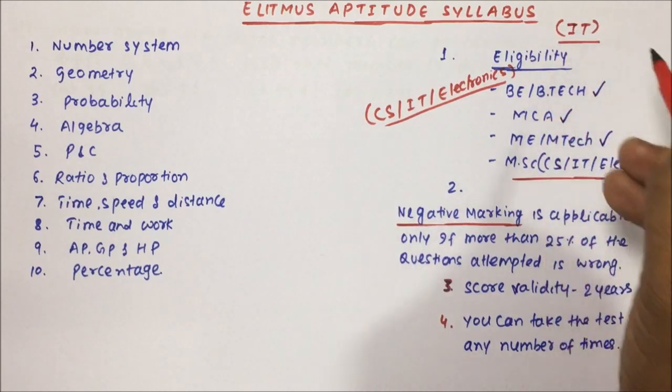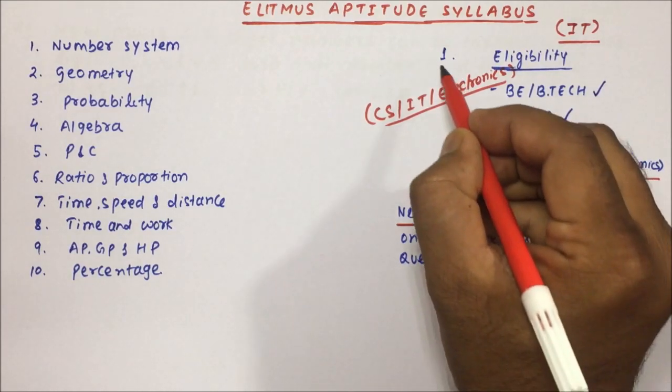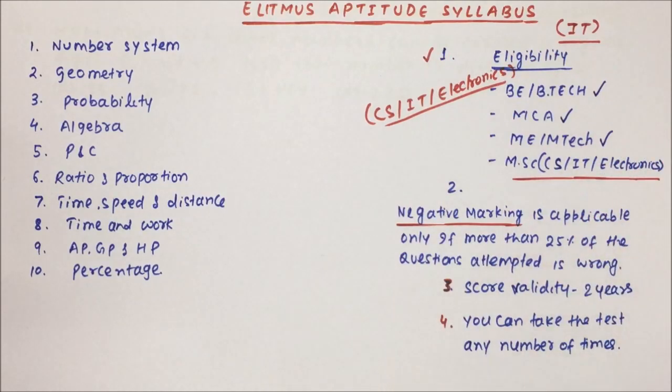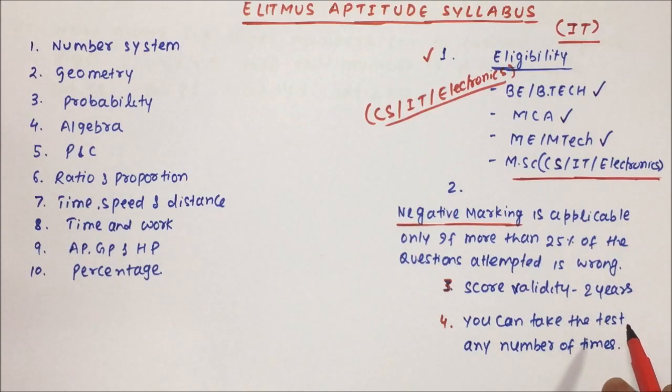Okay, so I hope I have answered your queries, because I know that even after uploading the videos you will still have doubts and will put them in the comment box. So I am trying to answer your queries here itself. And friends, what about negative marking? First, the first point should be clear: BE BTech, MCA, ME MTech and MSc CS IT. For MSc they have clearly specified that only CS, IT and Electronics students can apply.